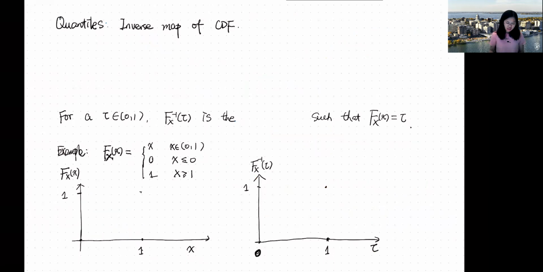Another concept that can be very useful for continuous random variables is quantiles. Quantiles can be defined for discrete and continuous random variables, but it's more useful for continuous random variables. So what are quantiles? Quantiles are the inverse of the CDF. So the quantile function is an inverse function of the cumulative distribution function.